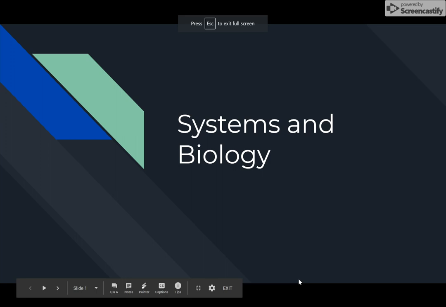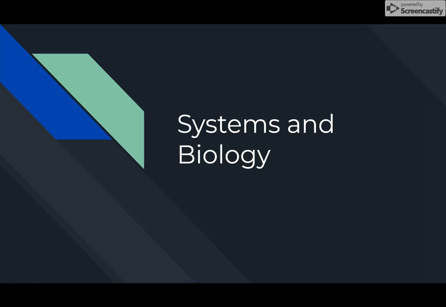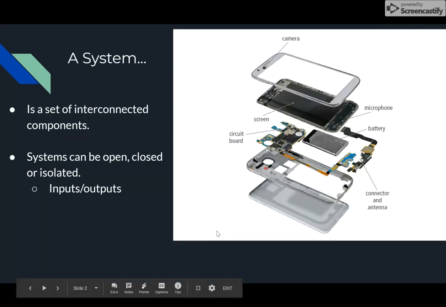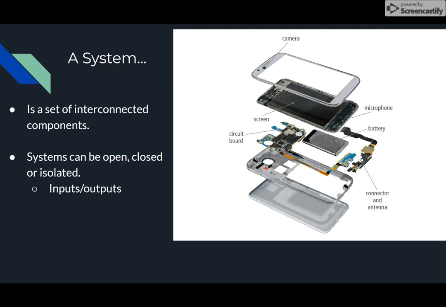We're going to be talking about systems and how systems relate to biology in today's video. So let's talk about what a system is first. A system is a set of interconnected components that are able to produce a function that individually they would not be able to accomplish on their own.